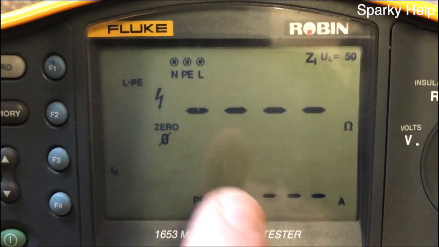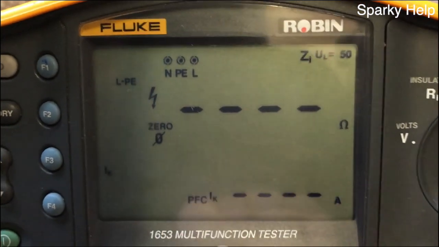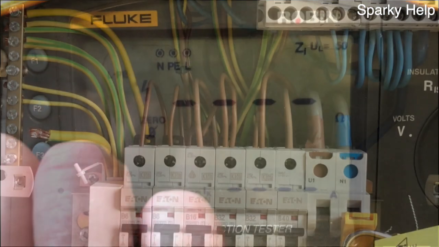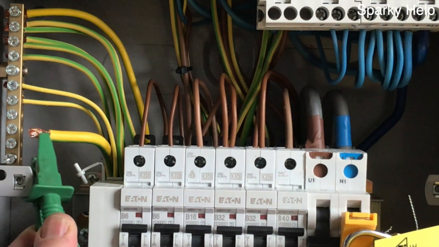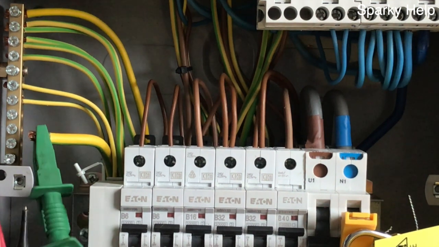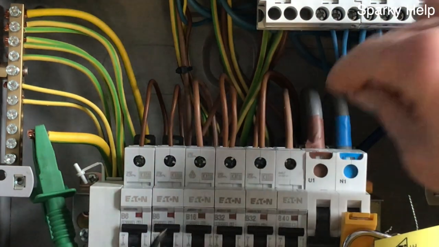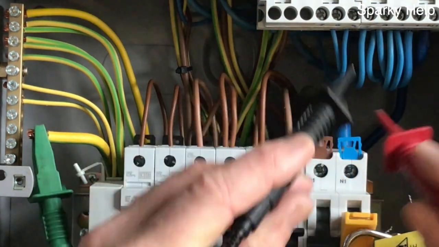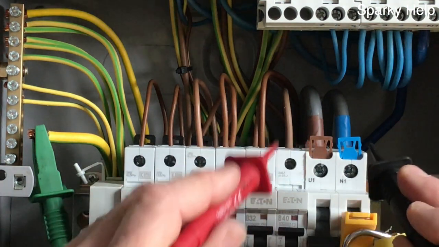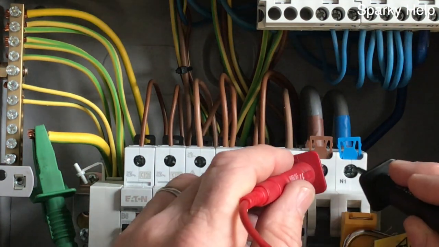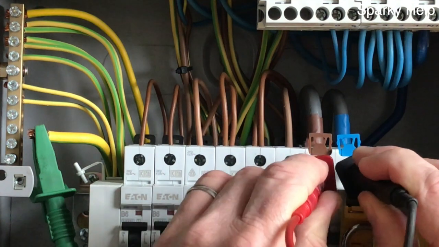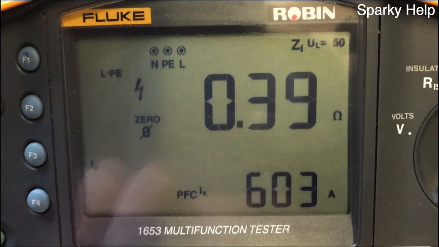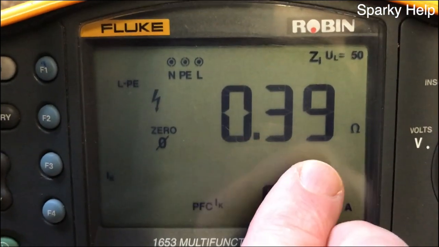So set to loop on L-PE, and now we're interested in the ohmic value and not the fault current that it will display. And then with your earth fault loop impedance meter, we want to put that on the earth. And remember, these here are live. So with your meter, and press the test button, and 0.39.